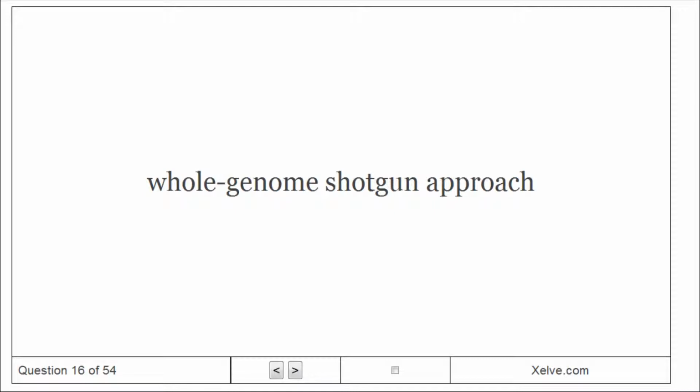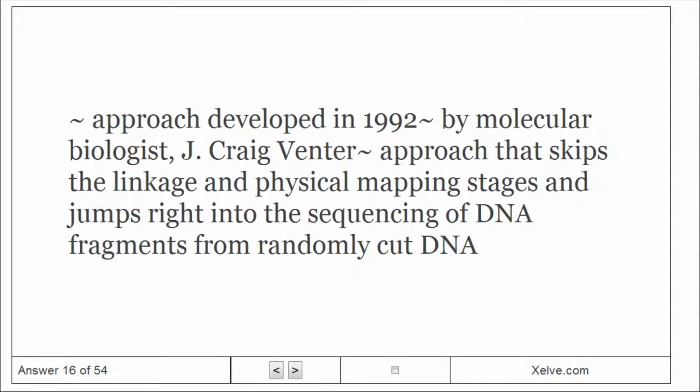Whole genome shotgun approach. Approach developed in 1992 by molecular biologist J. Craig Venter. Approach that skips the linkage and physical mapping stages and jumps right into the sequencing of DNA fragments from randomly cut DNA.